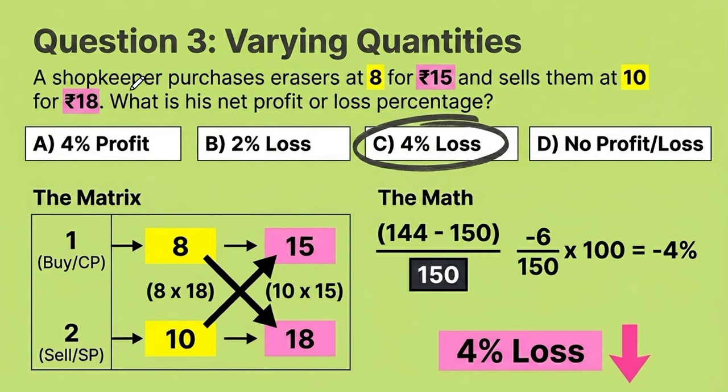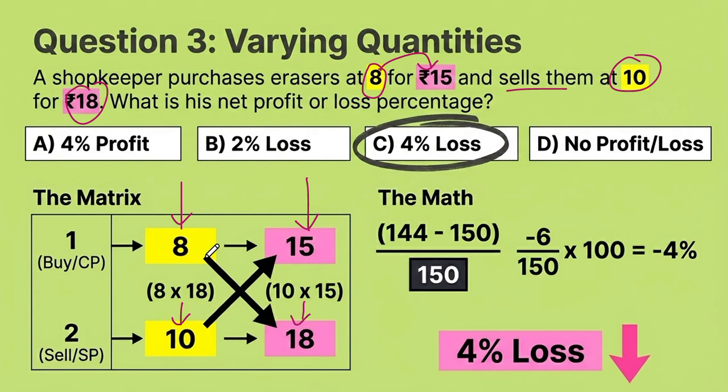Look at the next one. A shopkeeper purchases erasers at 8 for rupees 15. Okay, so quantity is 8 and rupees is 15. And then he sells 10 erasers for rupees 18. Okay, so quantity is 10 and the selling price is 18.